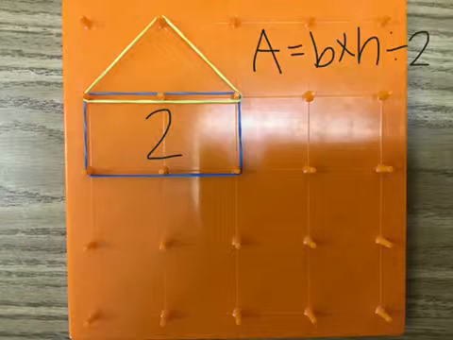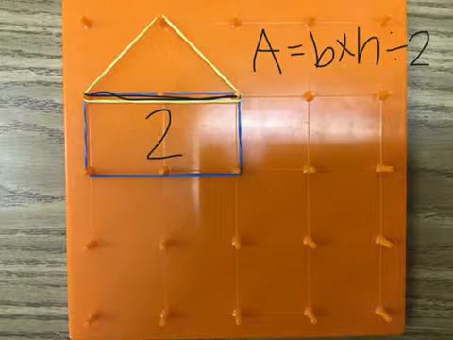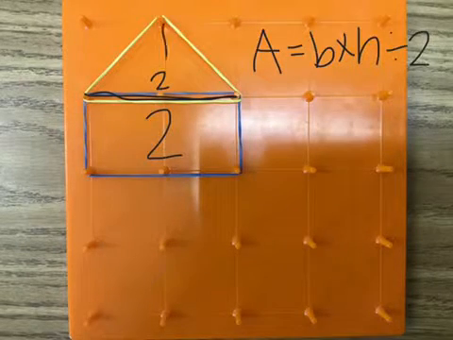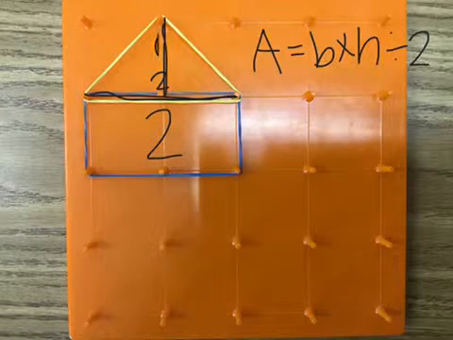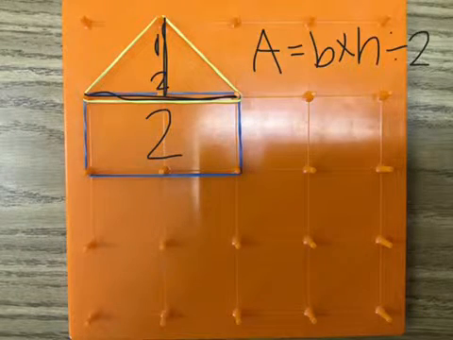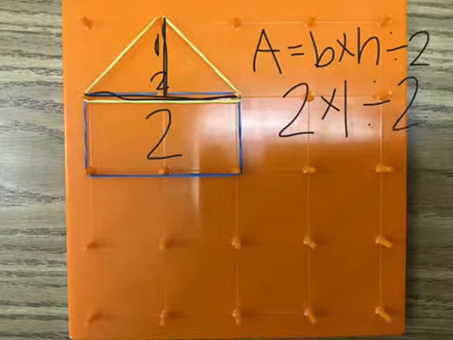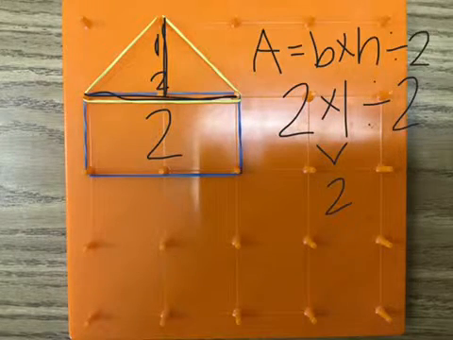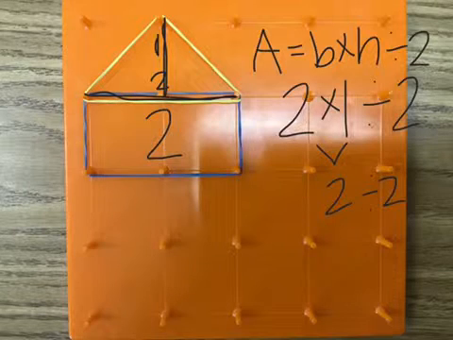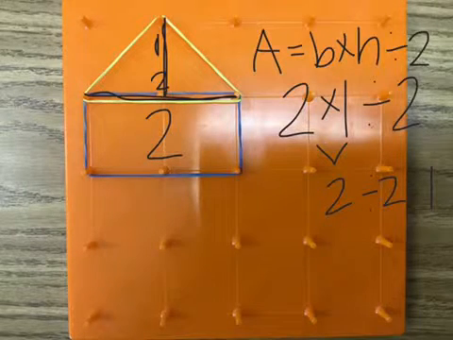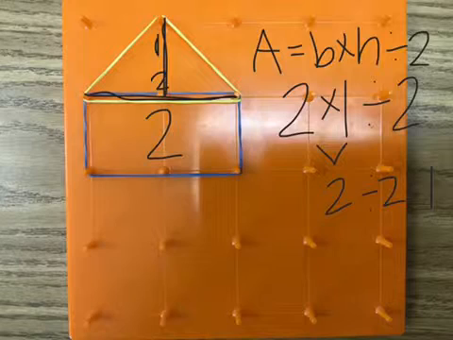So my base is going to be this line right here, which I know represents 2. My height will be this height right here, which I know represents 1. So my base times height will be 2 times 1, then divided by 2. 2 times 1 equals 2, divided by 2 equals 1. So my upper triangle has an area of 1 square unit.